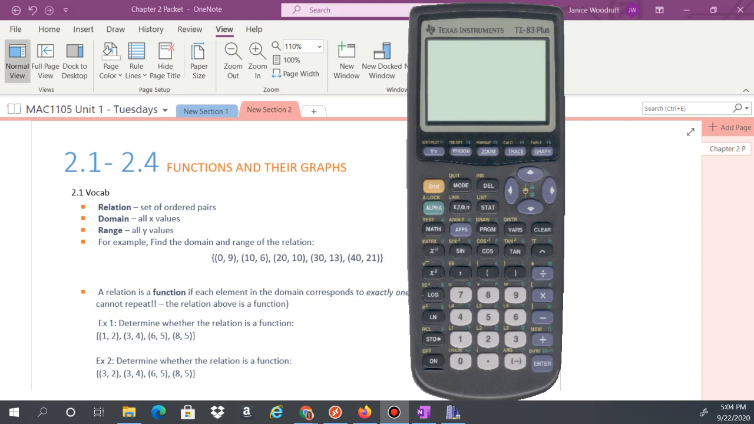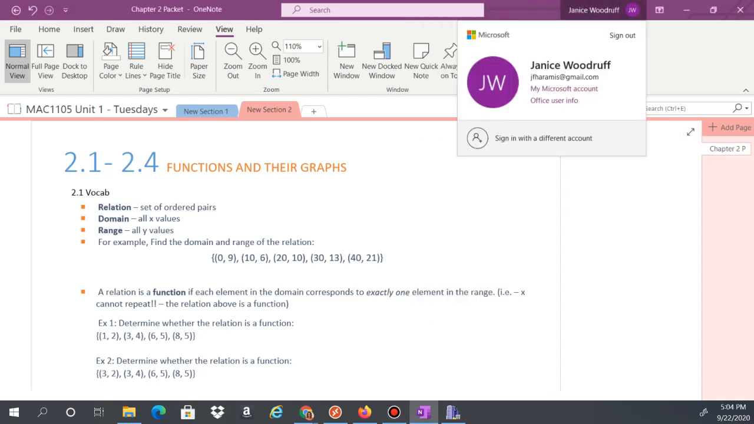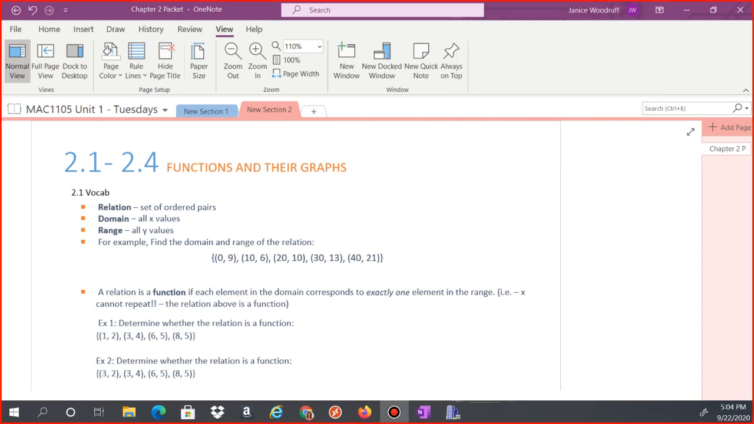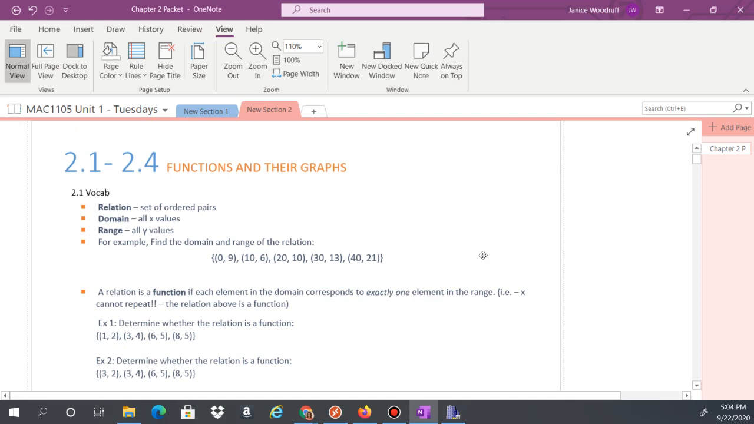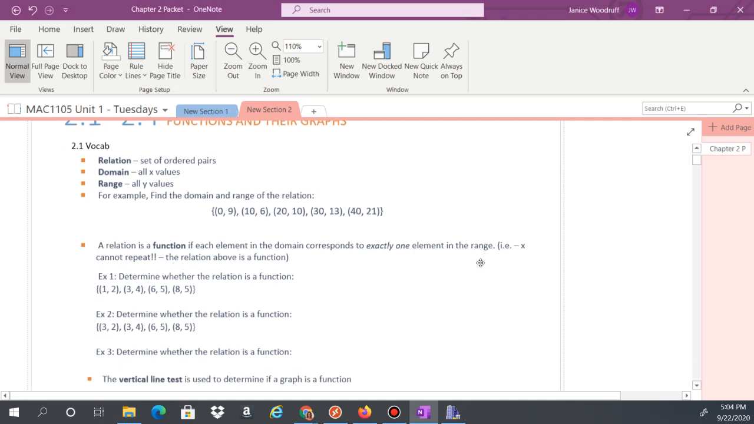Okay, so we are starting chapter 2. Making sure we're on the right screen here. Okay, so we're looking at functions and graphs of functions. So kind of going back to lines, like what you would have looked at in maybe Algebra 1 or pre-algebra, and then going a little more in depth with the topic.